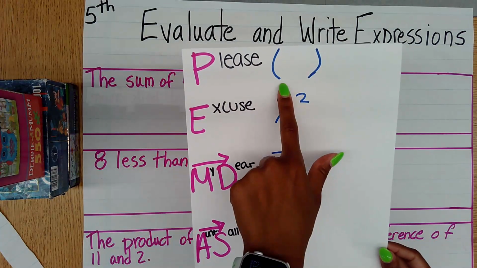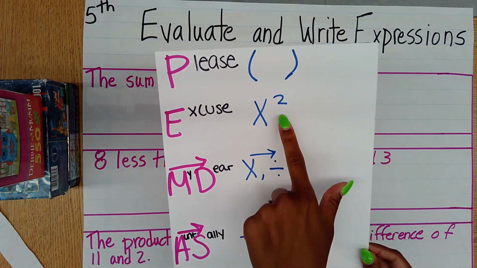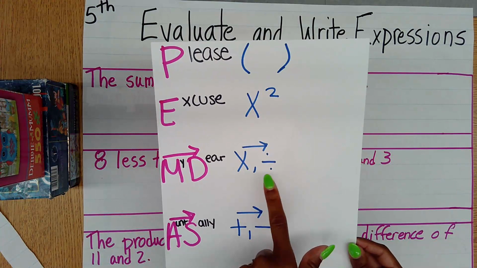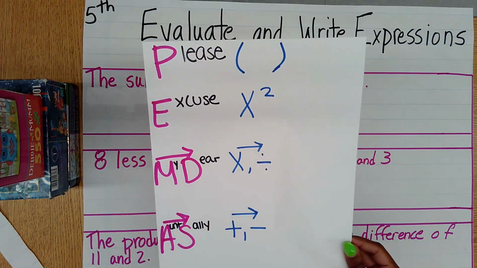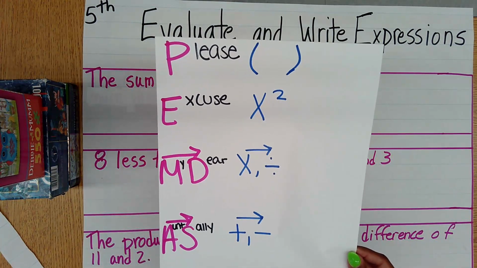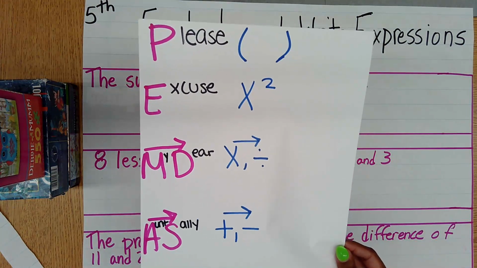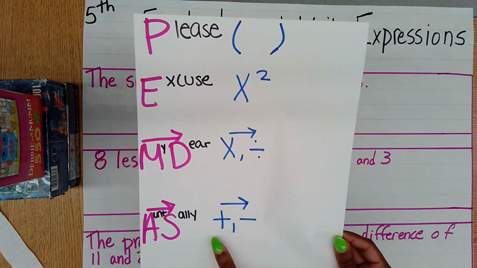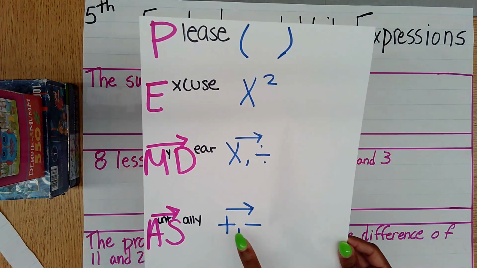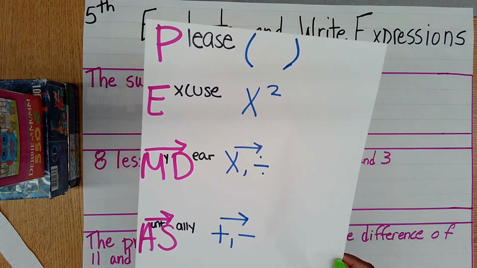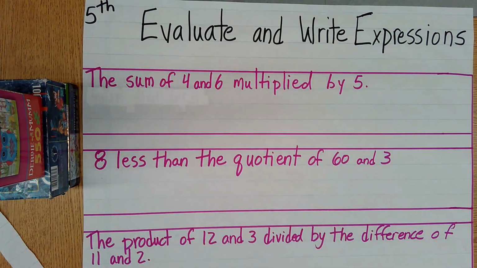We always start with parentheses. Then we'll move on to exponents, multiplication and division from left to right. So if they are the only two operations, they don't mind taking turns. You would solve them from left to right. And then addition and subtraction, again, left to right if they are the only two operations left.